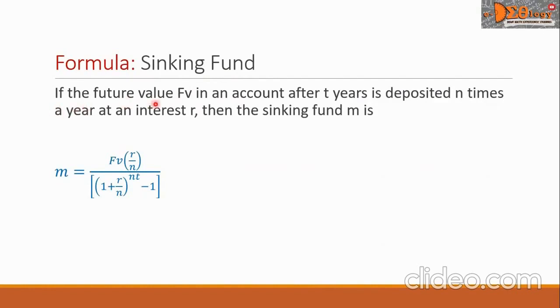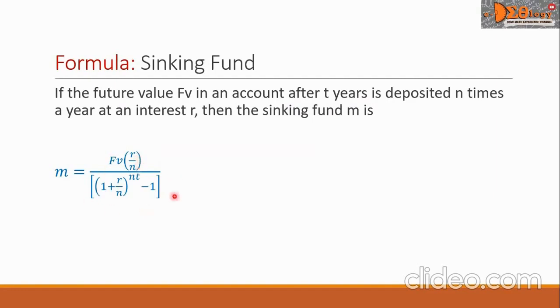If the future value denoted by FV in an account after T years is deposited N times a year at an interest R, then the sinking fund M is denoted by this big formula here. M equals, there is a big fraction here. The numerator is the product of the FV times the fraction R over N.